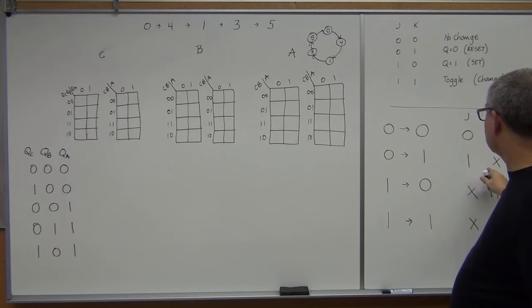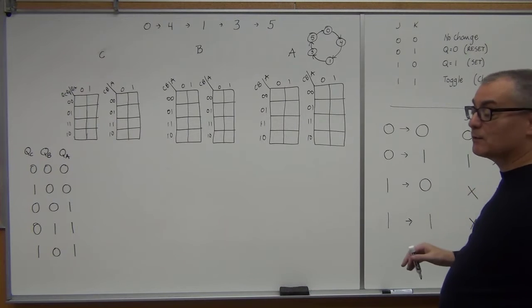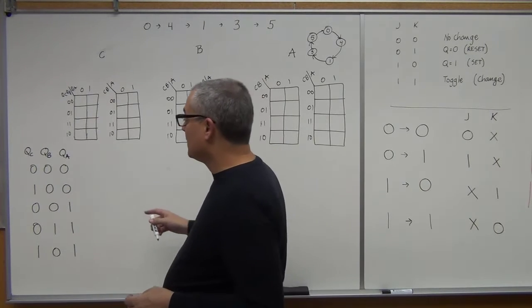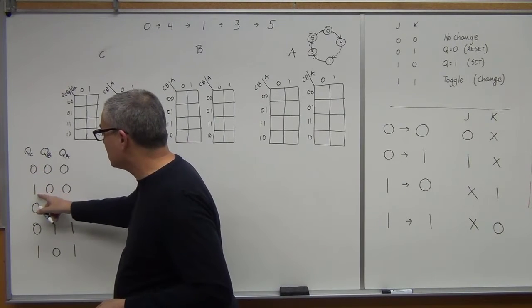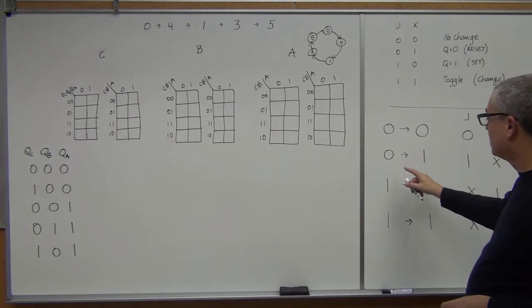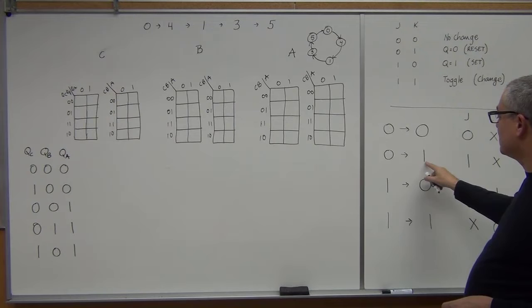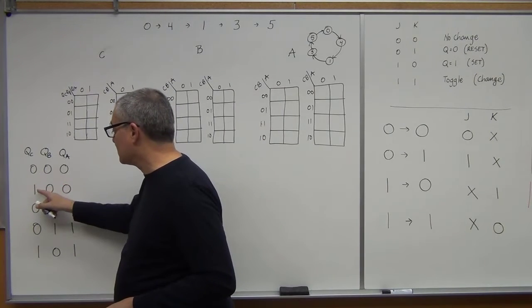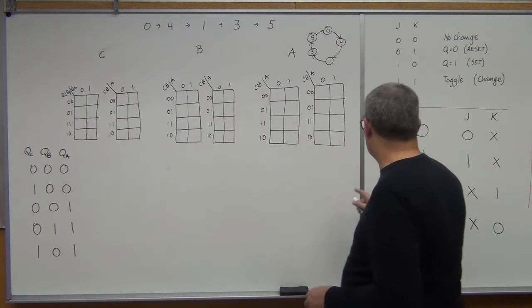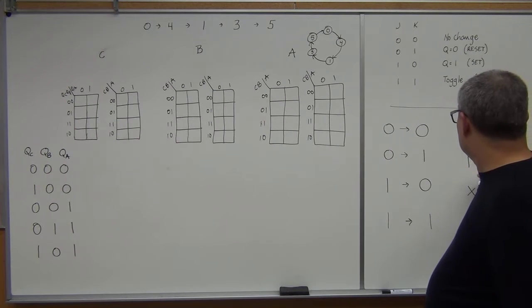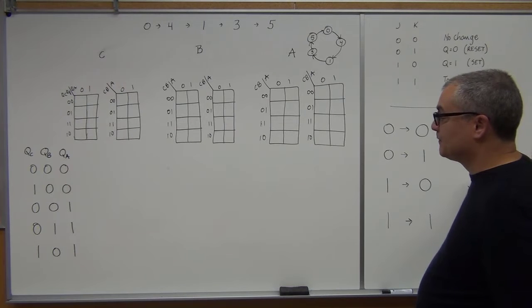So toggle or set, so as long as J is 1, it doesn't matter what K is. And that's exactly what we're going to put in our Karnaugh maps. So if C is going from 0 to 1, we go to our table, we see 0 to 1, right? Because that's what we want our C flip-flop to do. We want to go from 0 to 1. And we know that from 0 to 1, J has to be 1, and it doesn't matter what K is.